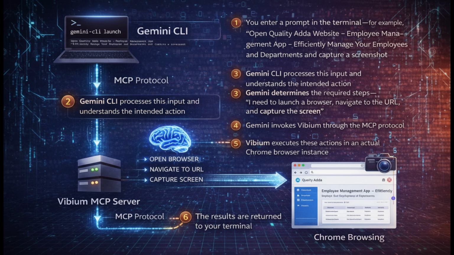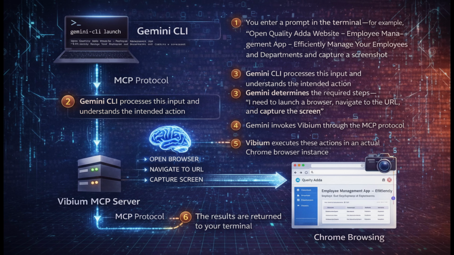Here, first you enter a prompt in the terminal. For example, open Quality Adda website, this is the website, and capture a screenshot. Gemini CLI processes this input and understands the intended action. Gemini determines the required steps. Behind the scenes, I need to launch a browser, navigate to the URL and capture the screenshot.